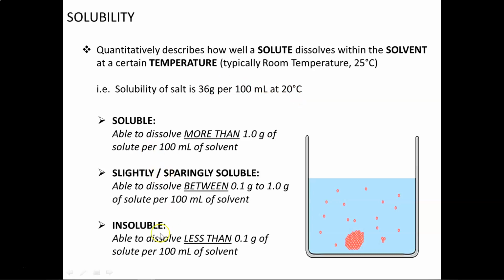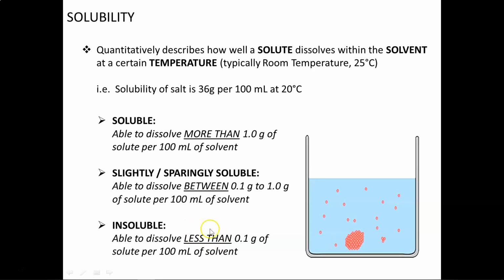Now it's important to note that just because something is considered to be insoluble doesn't mean that nothing dissolves. It just means very little of it dissolves, typically less than 0.1 grams in 100 milliliters of solvent. So if I had 100 milliliters of water and less than 0.1 grams of the solute dissolved, we would say it's insoluble, even if some of it dissolved. The problem is the amount that dissolved is so small, it's negligible.